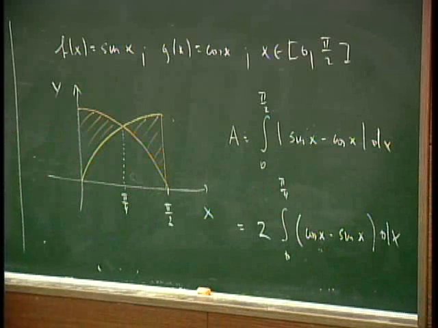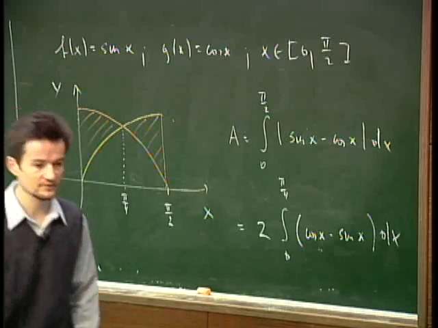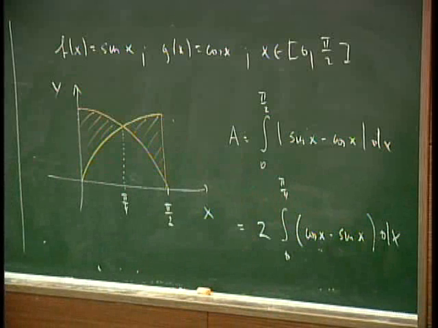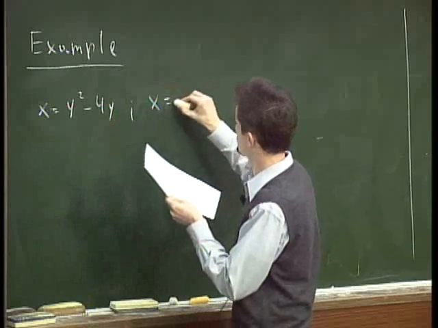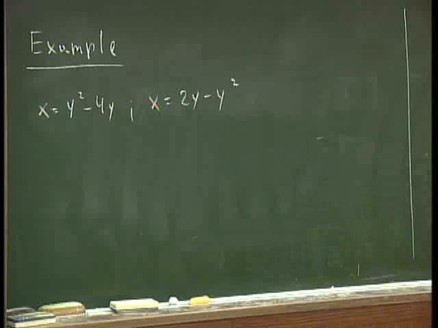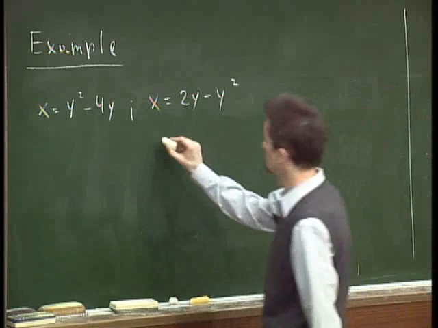Okay, now let's look maybe at one more example. So for instance, let's say we have two parabolas. So x is equal to y squared minus 4y, and x is equal to 2y minus y squared. Okay, so the question is: find the area enclosed by those two parabolas. Now, the first thing, as always, is plotting the graph.